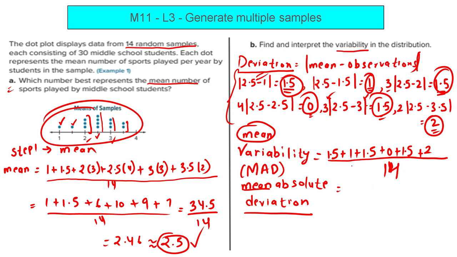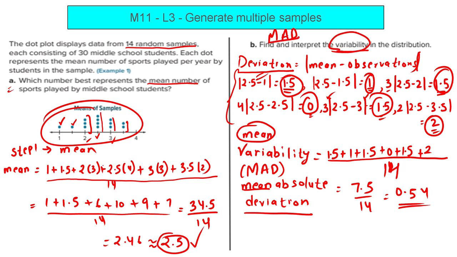Okay, when you add them, this will become 7.5 over 14, which will give you 0.54. So this is my variability, the answer. One question will come like this: he will directly ask you to find the MAD, meaning mean absolute deviation, or he will say find the variability.